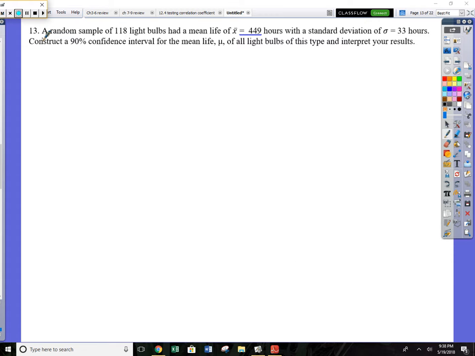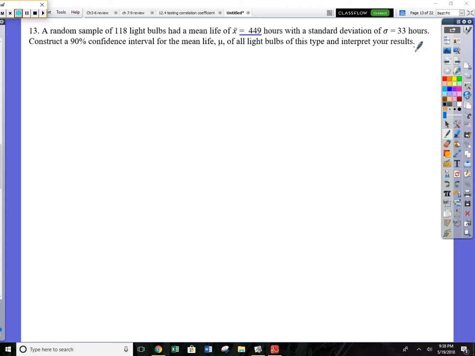Okay, so now we're getting into the good stuff. So the rest of these are kind of heavy duty stats. So far it's been kind of child's play. Now 13: a random sample of 118 light bulbs had a mean life of 449 hours with a standard deviation of 33 hours. Construct a 90% confidence interval for the mean life mu.